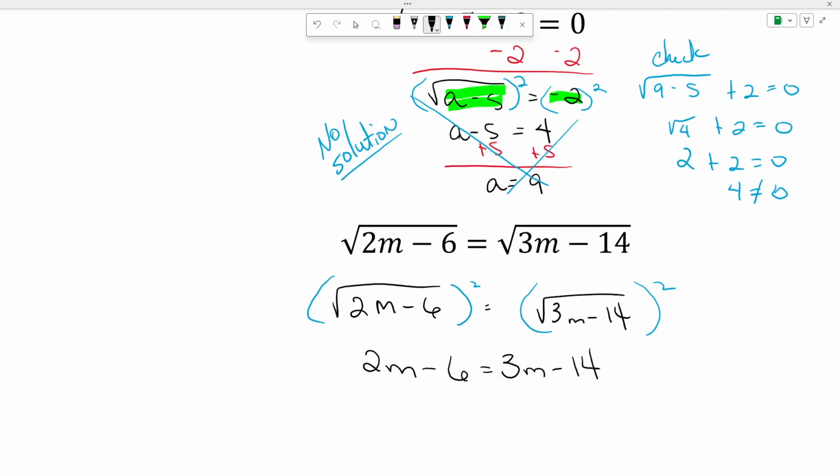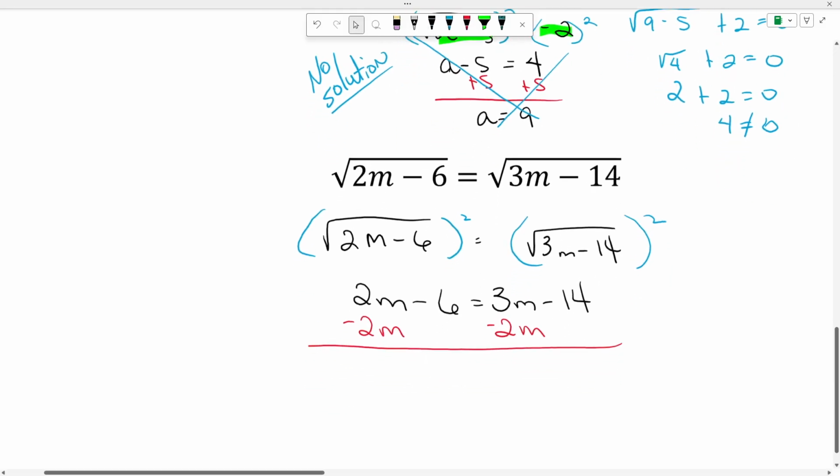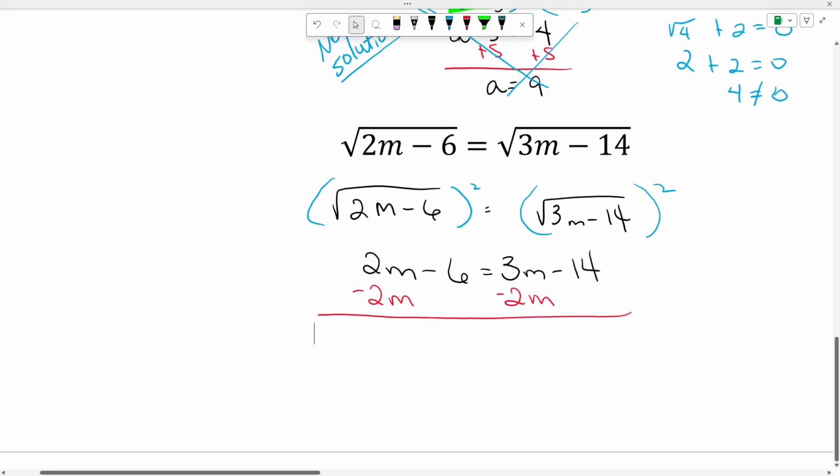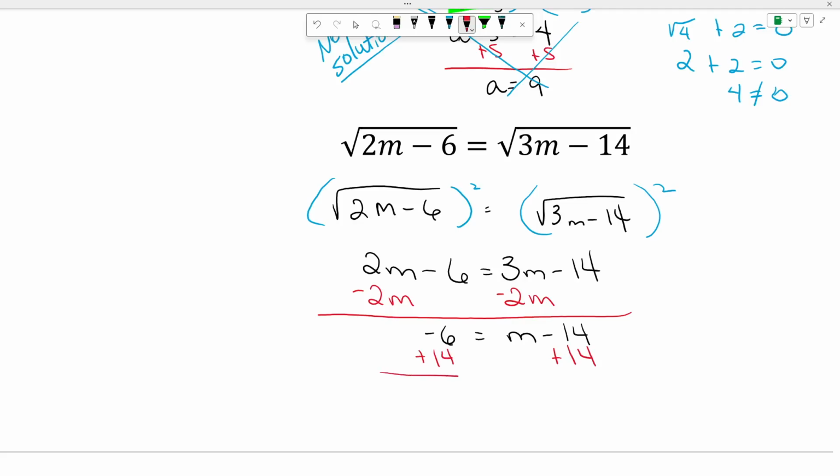At this point, I got to get all the m's on the same side. So I'm going to move that 2m from the left to the right. So minus 2m minus 2m. In doing so, I now have negative 6 is equal to m minus 14. Move that 14 over to the left by doing a plus 14, plus 14. And I find out that m is equal to 8.